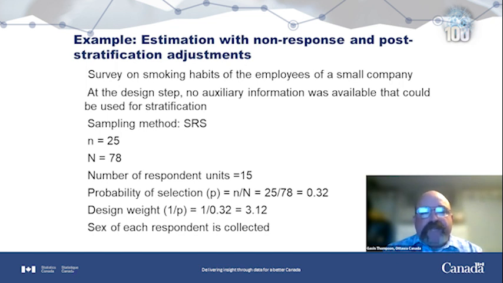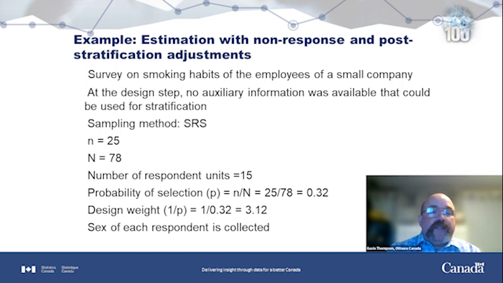Amongst the 25 people we attempted to interview, 15 of them responded. So if we look at the probability of selection, the original probability of selection was 25 divided by 78, which is 0.32 or 32%. The design weight is 1 divided by 0.32, or 3.12. If we multiply 3.12 times 25, we get back to 78.